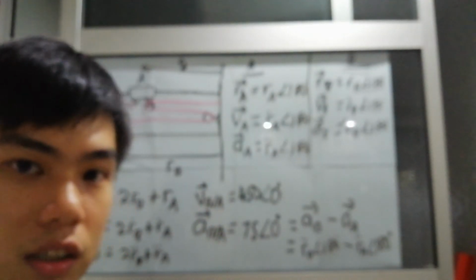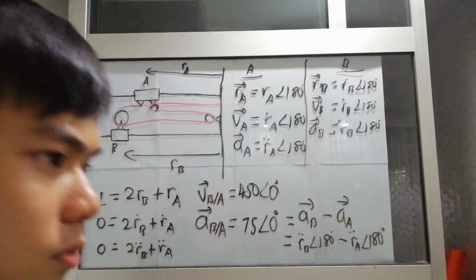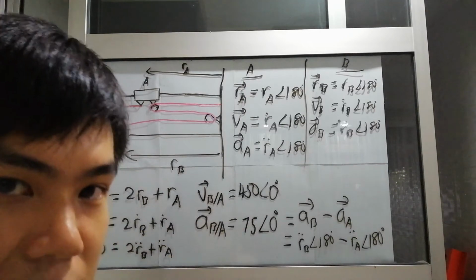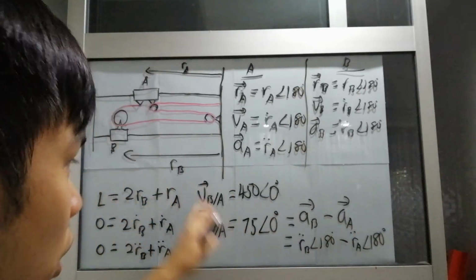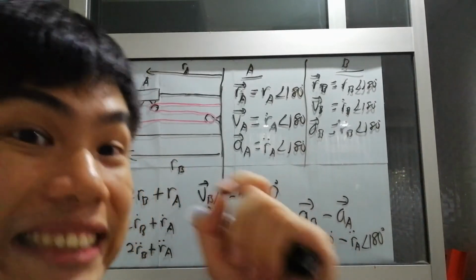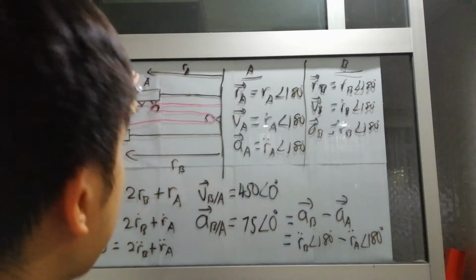Now, I have to re-explain. I know some of you might be confused. How do I get the acceleration of B with respect to A, 75, from the velocity of B with respect to A, 450 millimeter per second? Here's how I obtain the solution. First of all, this is the velocity of B with respect to A after 6 seconds. Velocity of B with respect to A when time is 0 is equal to 0. How do we know that? Because when t is 0, the velocities of A and B are both 0 respectively. You can look at the question.